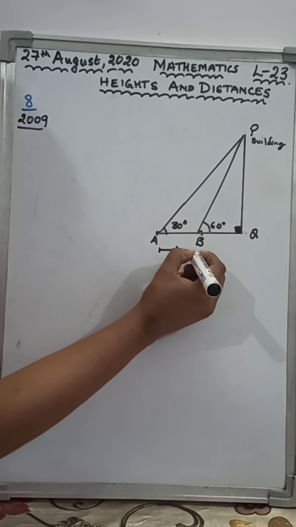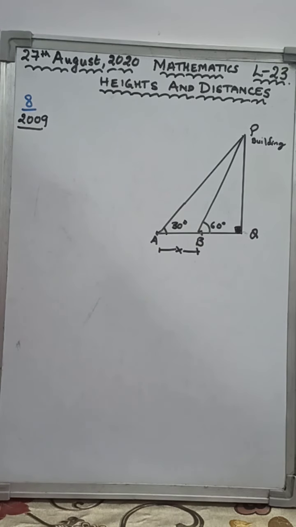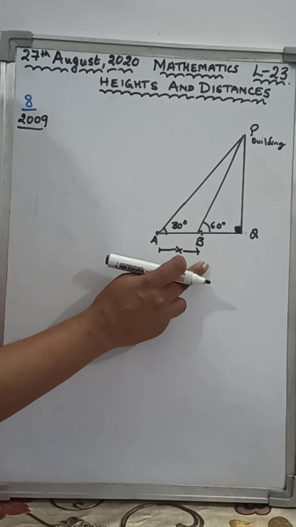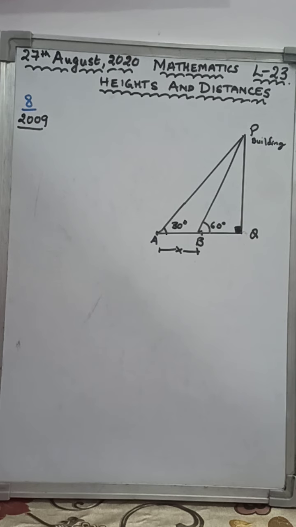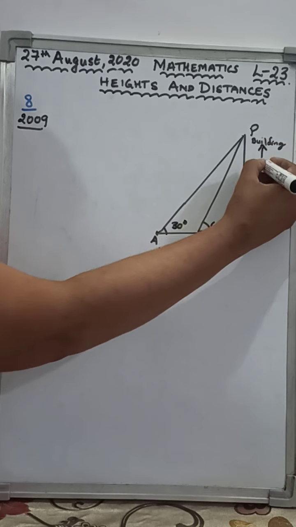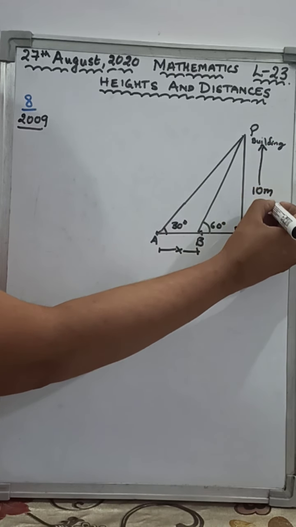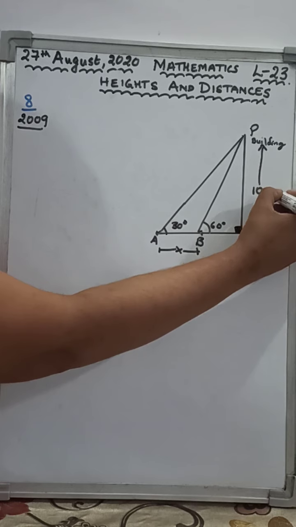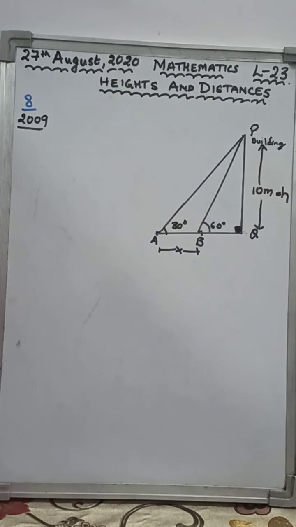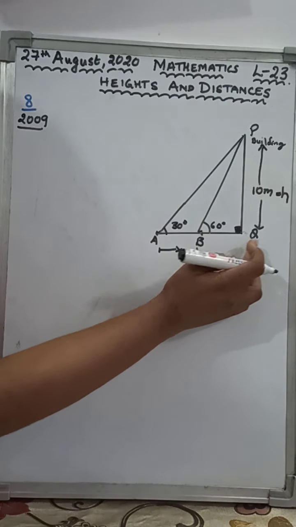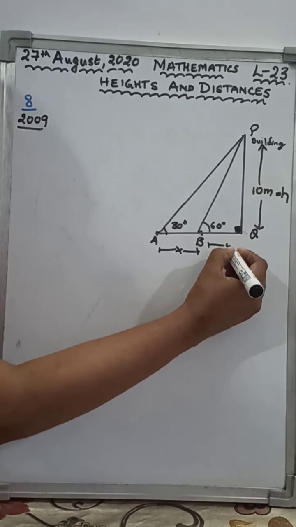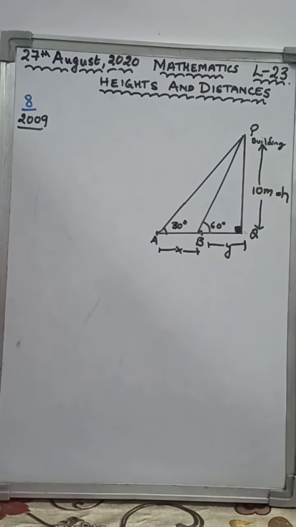x, the distance between AB. We have to find the distance between A and B in 2 decimal places. The height of this building PQ is given to us as 10 meters, that we have taken as small h. Now we will take BQ also as y. Now we will find out the distance between the 2 points AB.